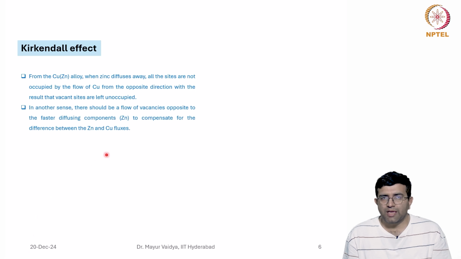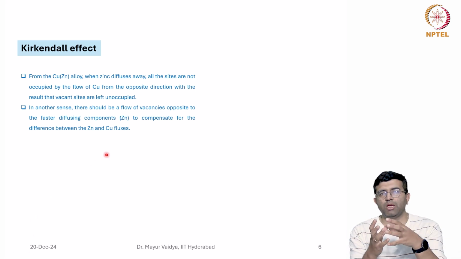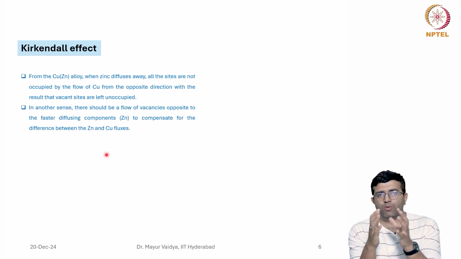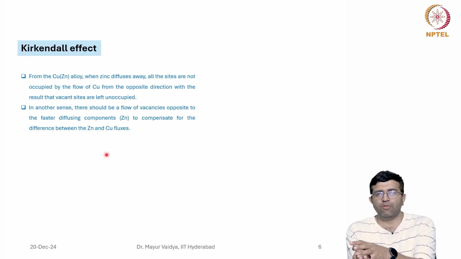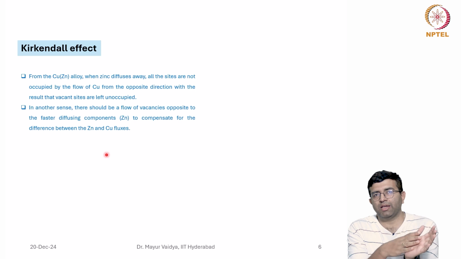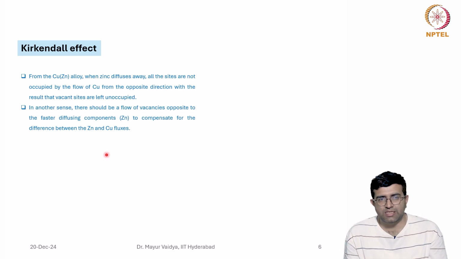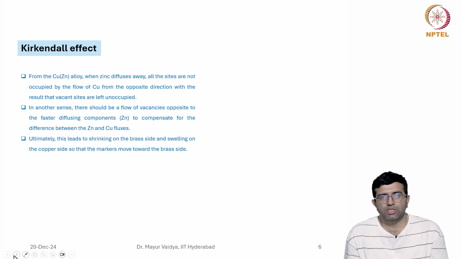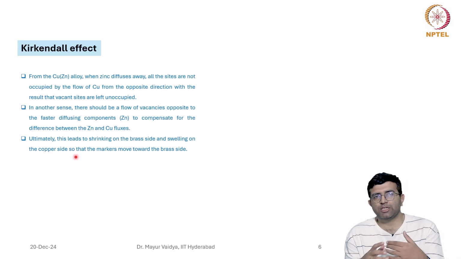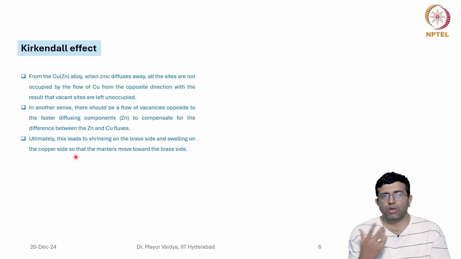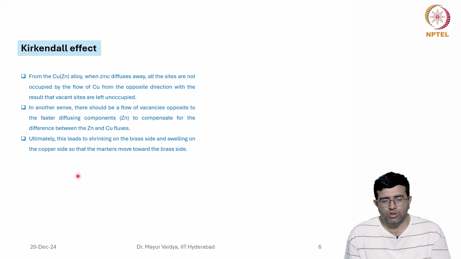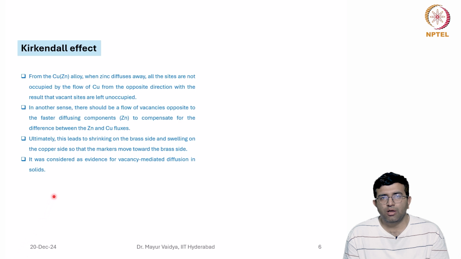Or in another sense, if you think about it, there should be a flow of vacancies opposite to the movement of zinc. It would appear as if the vacancies have flown, or people define what is known as the flux of the vacancies itself. This ultimately leads to shrinking on one side and swelling on the copper side, so the markers move towards the brass side. So, this was considered as vacancy mediated diffusion in solids.